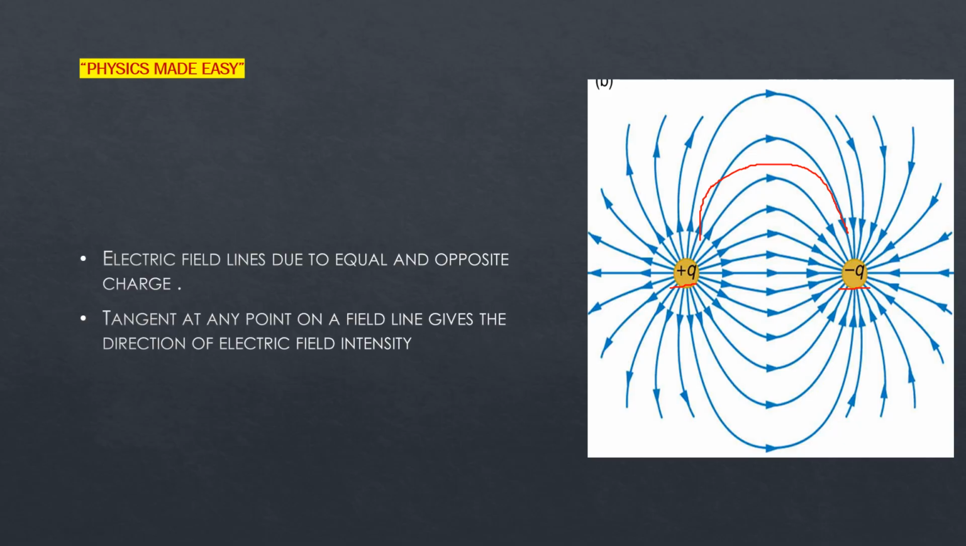and the tangent at any point on the field line. For example, if I draw the tangent at this point, then this tangent gives the direction of the electric field intensity at that point.